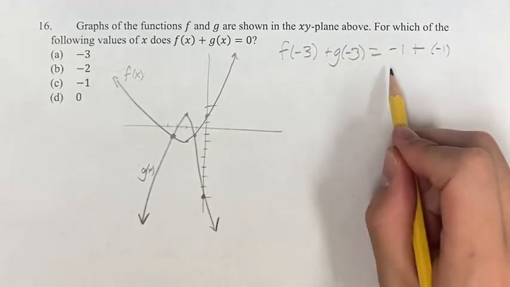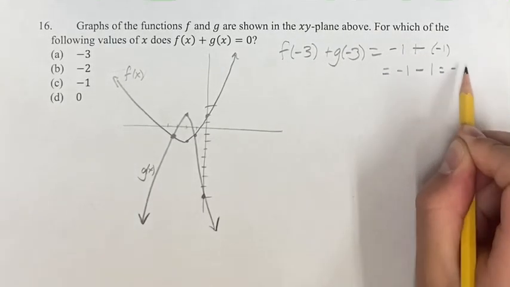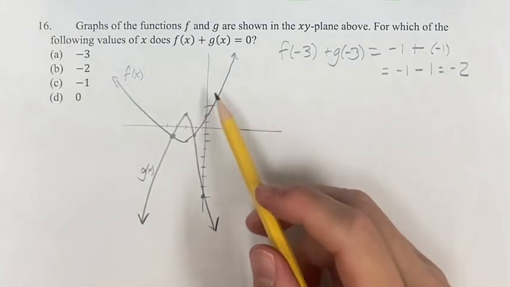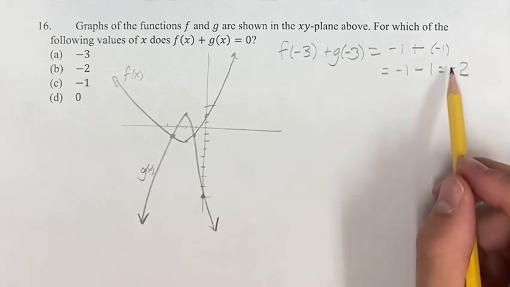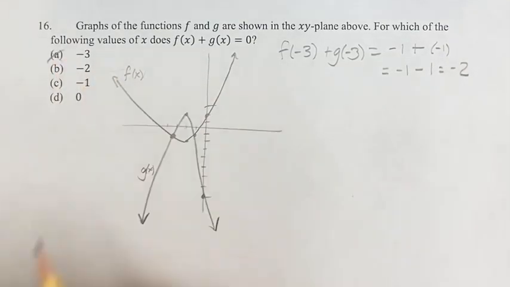-1 plus -1 is equal to -1 minus 1 is equal to -2. So for -3, the f of x plus g of x does not equal 0, it equals -2. So A is not going to be your answer.